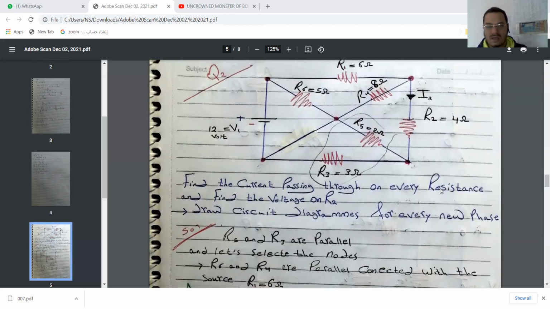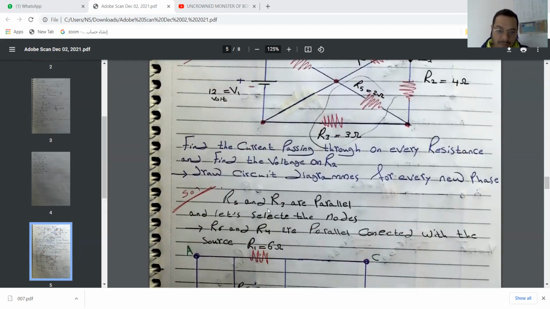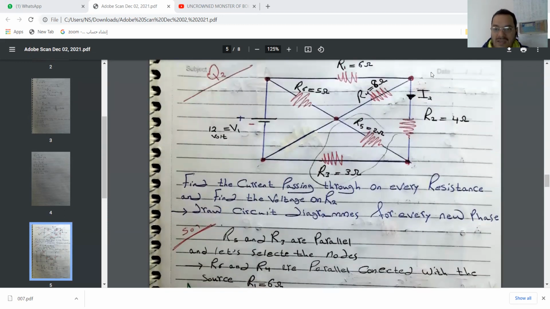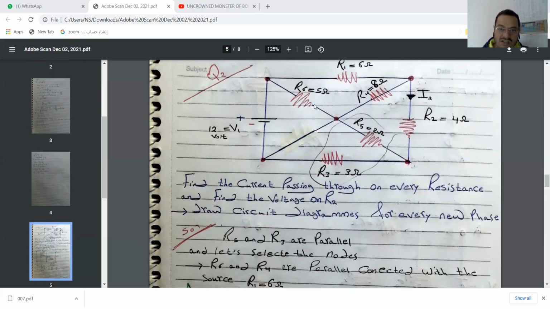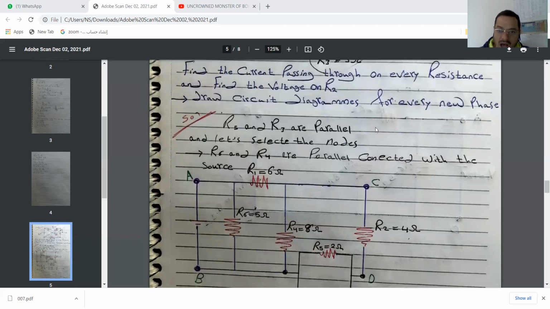Let's do the same trick to simplify the circuit. R5 and R3 are parallel, and let's select the nodes. The nodes will be simply A, B, C, D, something like that. And we can say one of them will be the reference point. We selected R6 and R4. R6 here, and R4 here. R6 and R4 are parallel connected with the source.